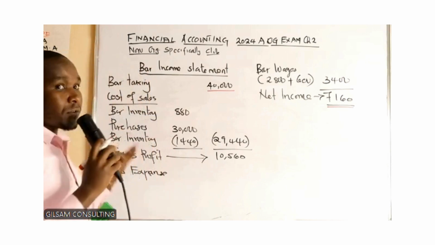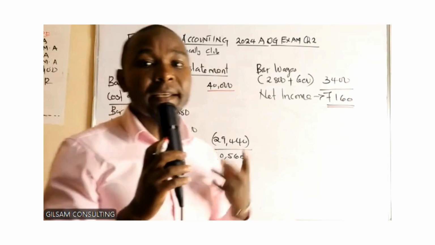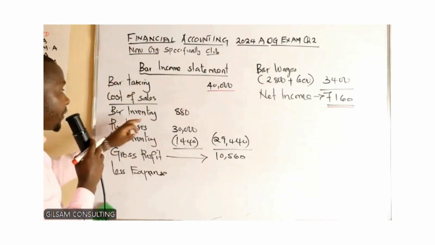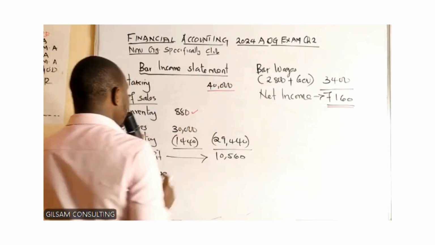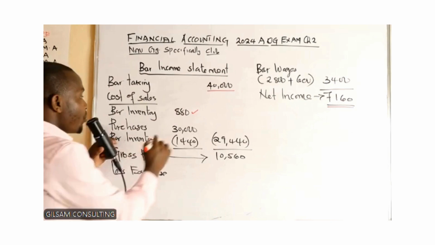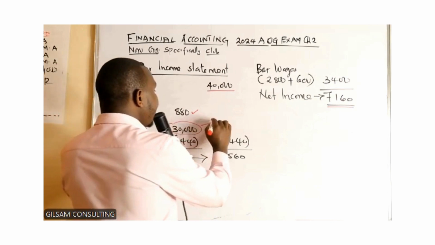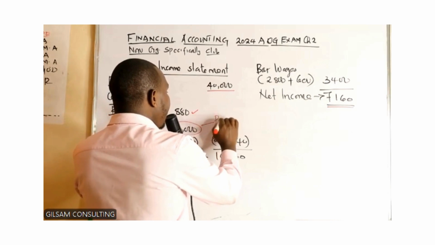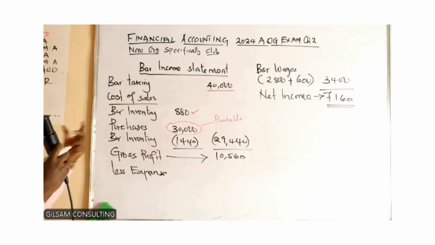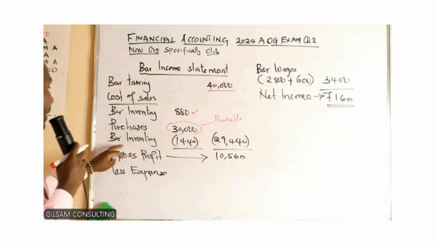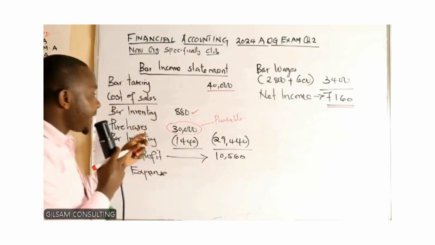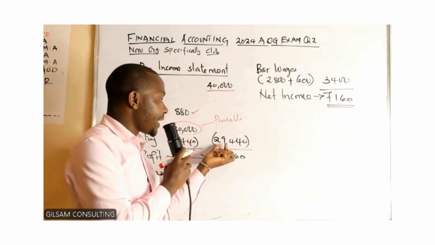Cost of sales comprises of what? It comprises of the opening balance of the inventory, which in our case is 880. And then given these purchases, we remember that this is the value we got from what? A payable account, which is 30,000. And then eventually we have been given the closing inventory of 1,440. So this will give us the total cost of sales of 29,440.